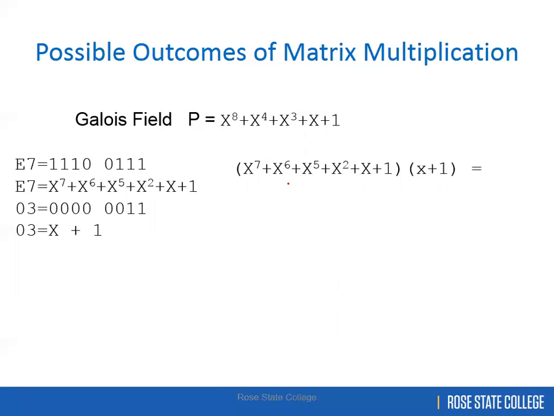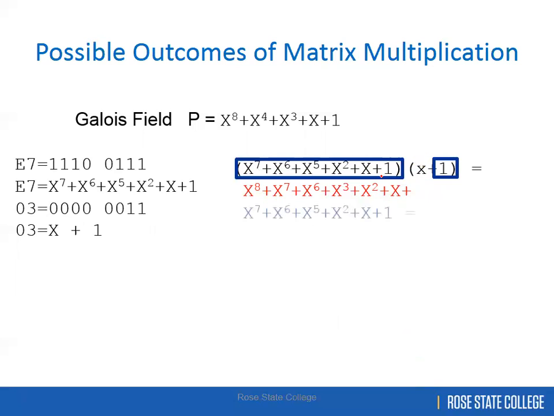So I end up with X to the 8th, X to the 7th, X to the 6th, X cubed, X squared, and X, which is right there, plus X to the 7th, X to the 6th, X to the 5th, X squared, X and 1. Because every number times 1 is itself. Sound right so far? So I add that times that and get that.